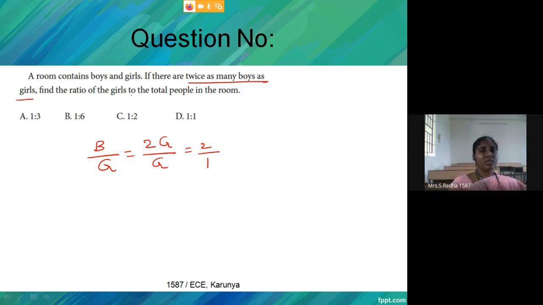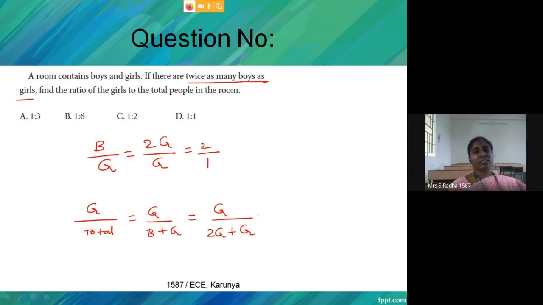Find the ratio of girls to the total people, girls to the total class. The total class is nothing but boys plus girls, and you know that boys are 2 times girls. So if you take G common, this is 3 times G, and the ratio is 1 is to 3. Girls to the total is a 1:3 ratio.